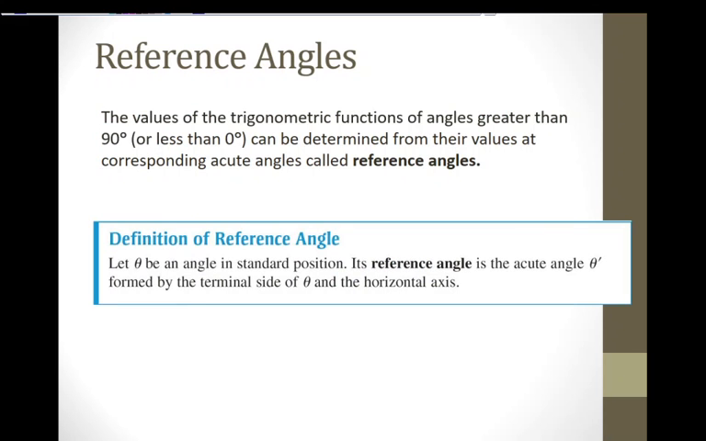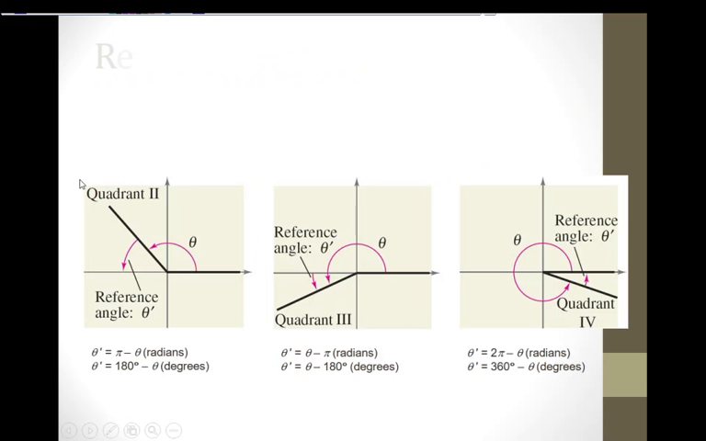All right, now let's look at reference angles. Okay, what is a reference angle? Well, a reference angle is basically, when you have angles greater than 90 or less than 0, we use reference angles to find where they are in the quadrant to make it easier. Okay, so let theta be an angle in standard position. Its reference angle is the acute angle formed by the terminal side and the horizontal axis. Okay, so let's look at what that looks like.